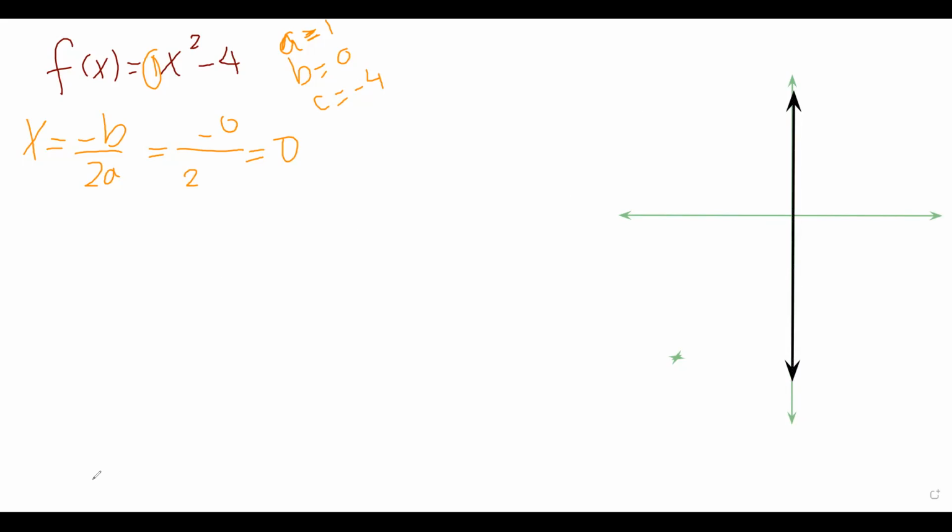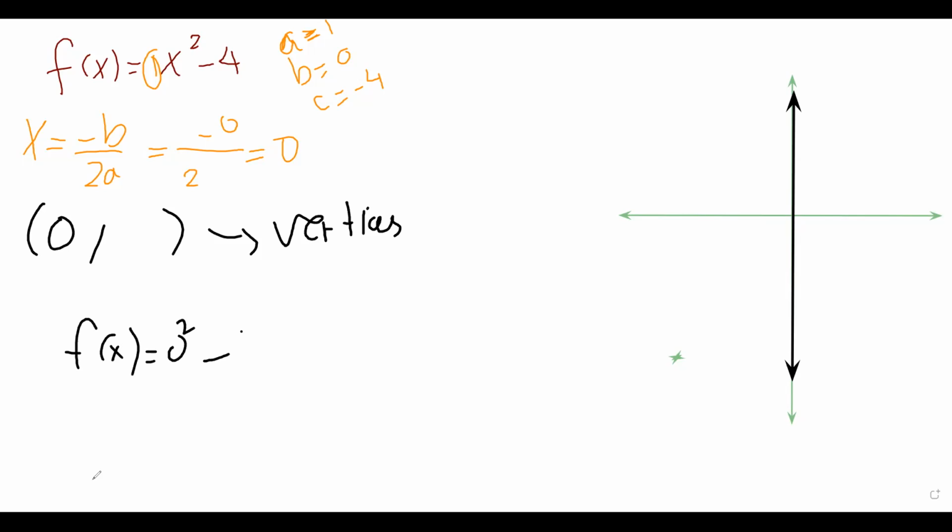Now, since I have 0, I need to find the vertex. To find the vertex, I evaluate with this 0 in the function, x squared minus 4. What does it mean? Evaluate with 0. f of x is 0 squared minus 4, which is negative 4. So at the point 0, negative 4, this will be our vertex.